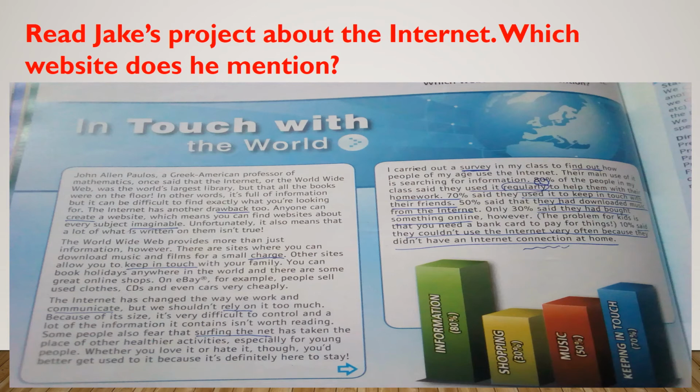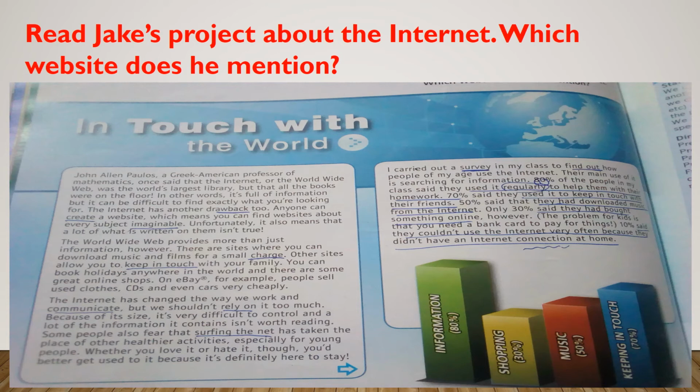The internet has changed the way we work and communicate, but we shouldn't rely on it too much. Why shouldn't we rely or depend on the internet so much if it's changed the way we work and communicate? Because of its size, it's very difficult to control. And a lot of the information it contains isn't worth reading. As we said, everyone can create a website, and you don't have to really read every single piece of news on the internet.